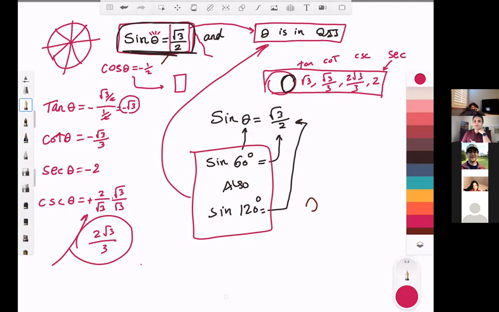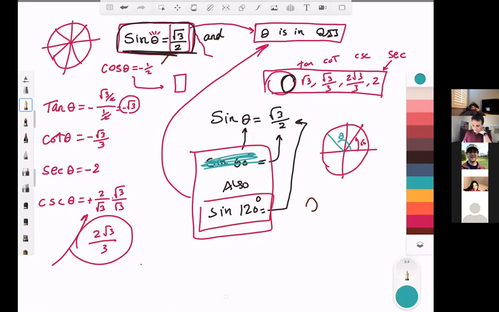They said theta is in quadrant 2. 60 degrees is in quadrant 1, correct? 120 is in quadrant 2. So we don't get 60 degrees, we get 120. Also, in a question like this, you're not solving for theta. They ask us what is cosine of theta.